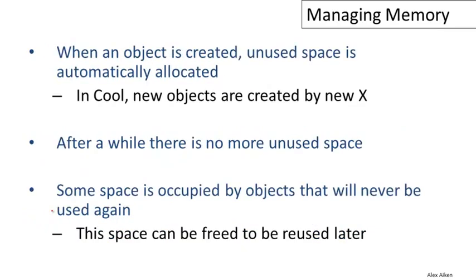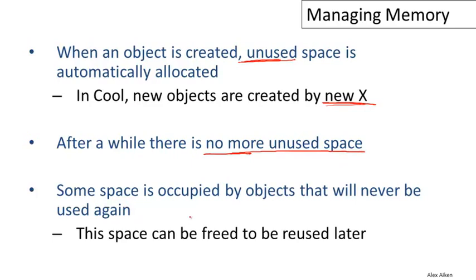So the basic strategy in automatic memory management is pretty simple. When we allocate a new object, the runtime system will find some unused space for that object, and it will just allocate it. So whenever you say new of some class name in Cool, some previously unused memory is automatically allocated by the system for that object. If you keep doing this over and over again, after a while you're going to run out of space. Eventually there is no more unused space left for additional objects. And at that point, you have to do something. You have to reclaim some of the space in order to allocate more objects.